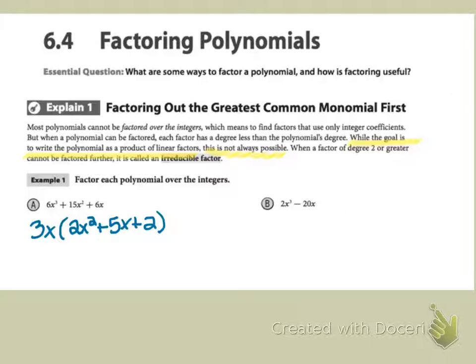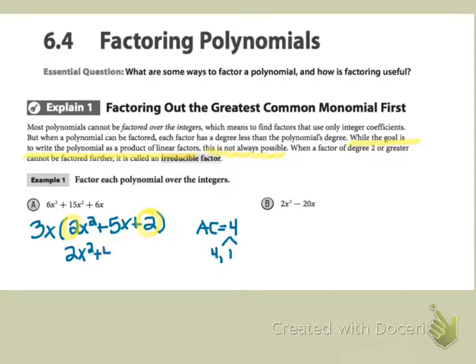With something like this, remember when we start a quadratic trinomial with something other than just x squared, we want to use the AC method. When I multiply the a and the c, I get 4, since 2 times 2 is 4. So I'm looking for factors of 4 that add up to the middle term, which is 5, and that's 4 and 1.